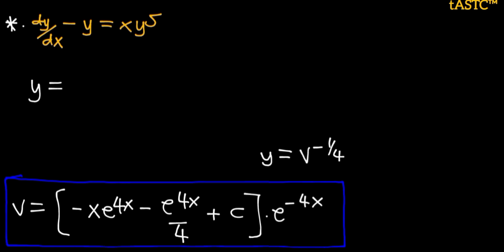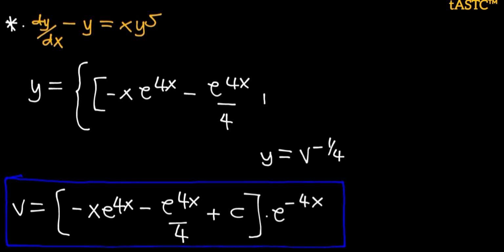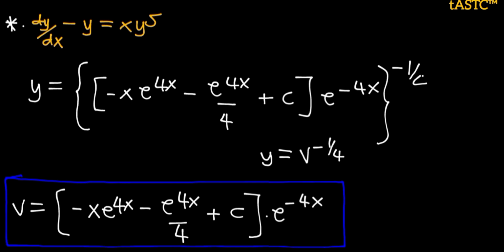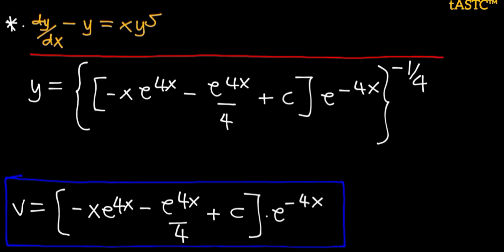So y will be equal to this stuff. To rewrite it, this is minus e to the 4x divided by 4 plus c multiplied by e to the negative 4x, and this should be raised to the power of negative 1 over 4. That is going to be the value, or the answer, for y. So if you want to find y, this is actually the answer to it.